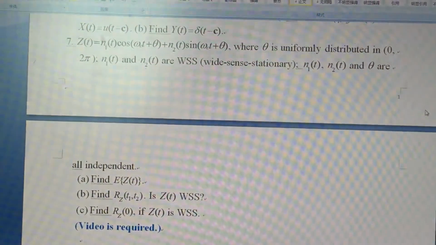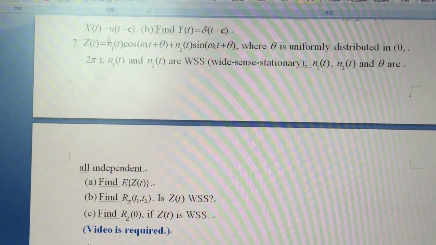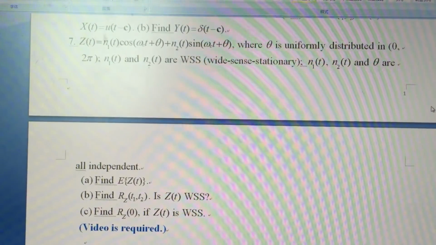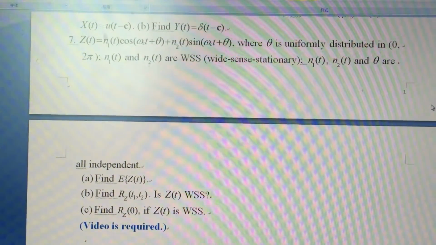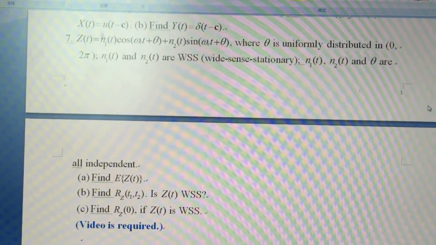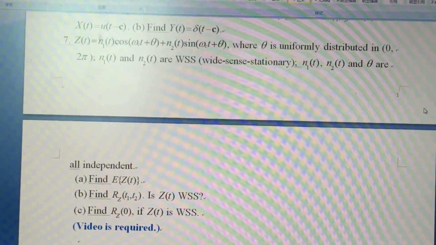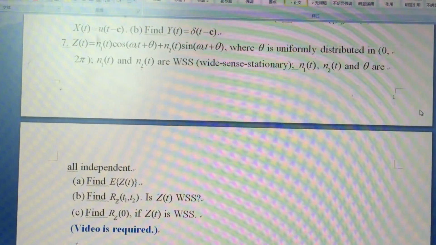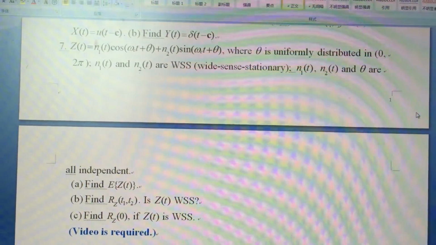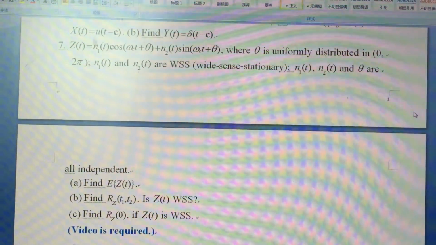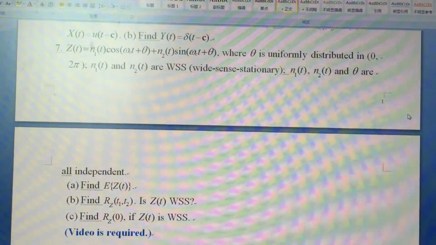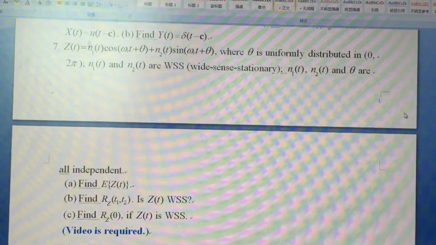Here is homework 7, question 7. In the question, we know z(t) equals n1(t) cosine(omega t plus theta) plus n2(t) sine(omega t plus theta), where theta is uniformly distributed from 0 to 2 pi, and n1(t) and n2(t) are wide-sense stationary. n1(t), n2(t), and theta are all independent.